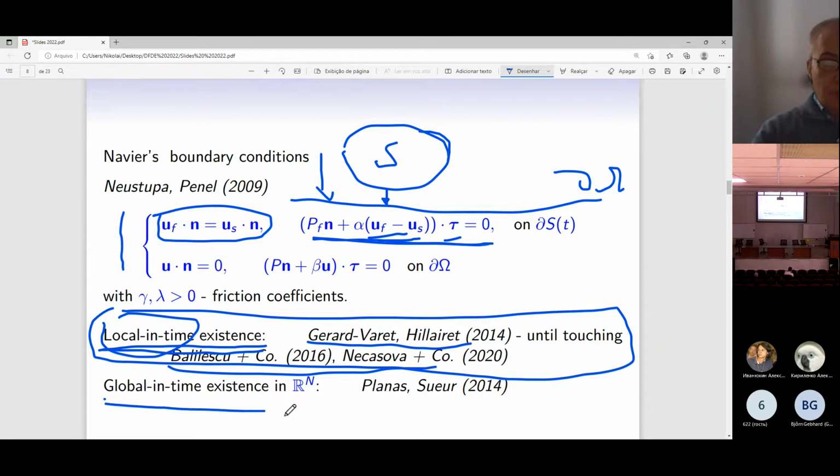Also, the global in time existence result obtained by these two mathematicians is considered in the whole space. In some sense, this result is similar to the previous local in time one, because of course in the whole space we don't have the boundary of the domain, so we have the motion of the body without touching.